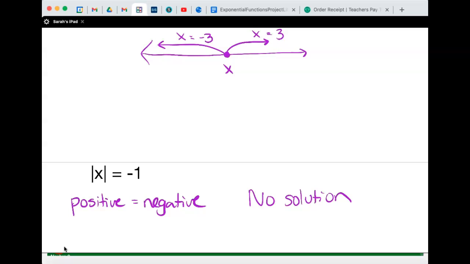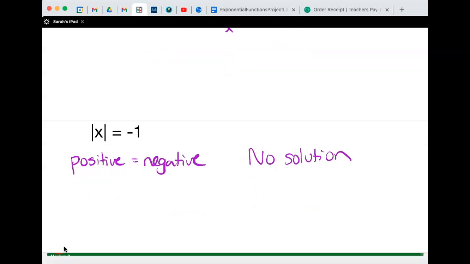Okay, so we've seen one case where we have two solutions. We've seen another case where we have no solutions, or zero solutions. Does anybody know when we would get one solution? Because it is possible. When the negative sign is outside of the 1. Like right here.